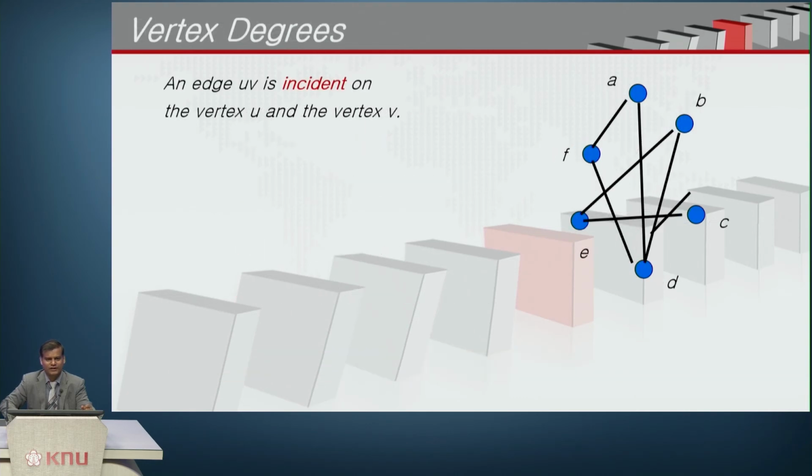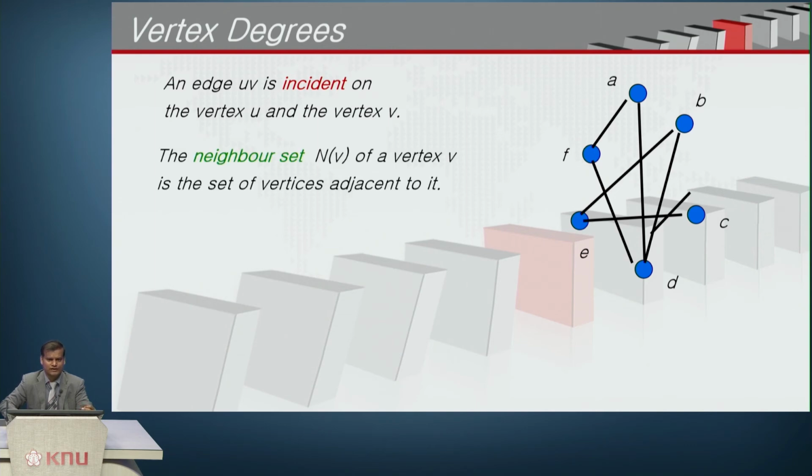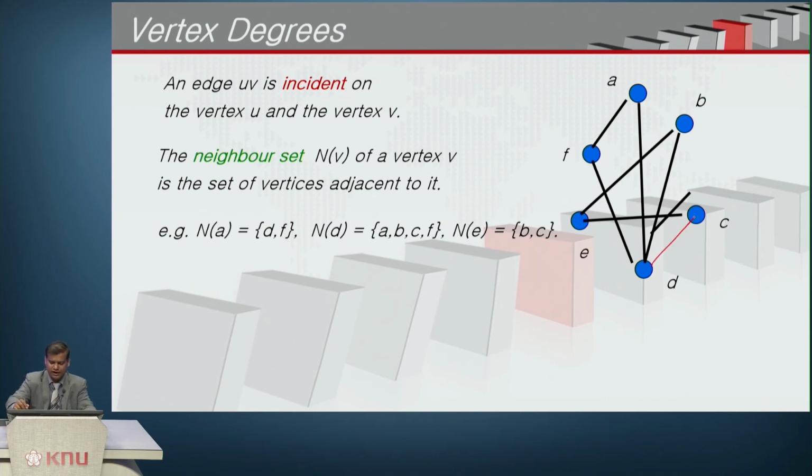Okay, coming to this degree, an edge UV is incident on the vertex U and the vertex V. For example, the neighbor set N of V of a vertex V is the set of vertices adjacent to it. For N of A, it is D and F. And just for your information, this is supposed to be connected here. I think the line has just gone out there between D and C.